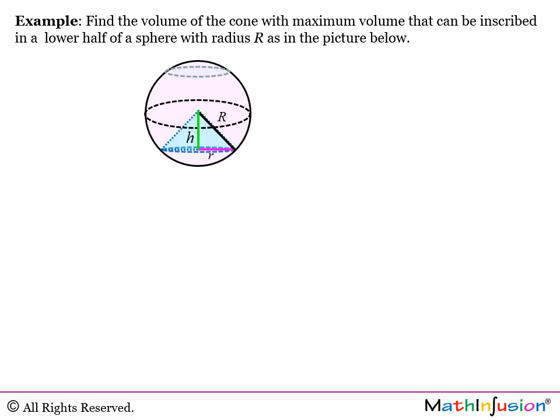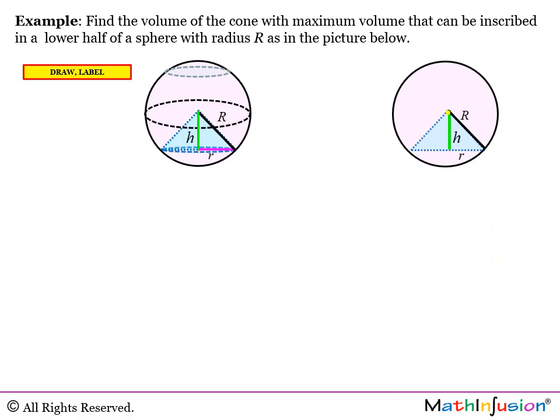Here is our last example. Find the volume of the cone with maximum volume that can be inscribed in the lower half of a sphere with radius r, as in the picture below. So this is a big help because we don't need a very sophisticated picture here, but we're still going to draw. We're going to simplify everything by again going to the center, and this is the cross section exactly in the center.